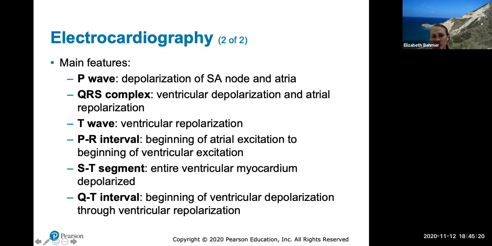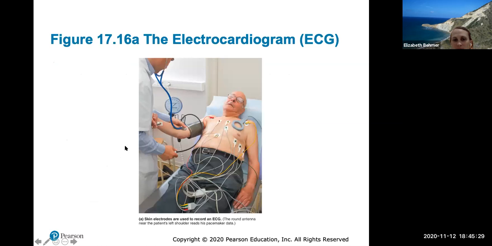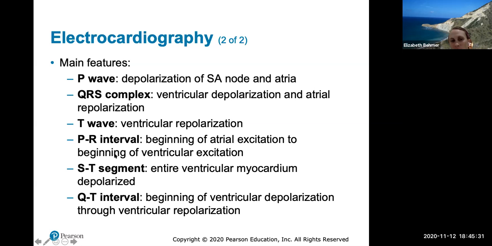Then we have areas or segments between these main features. They are referred to as intervals or segments, which I will show you in the picture, just between these P waves, QRS complex and T waves.